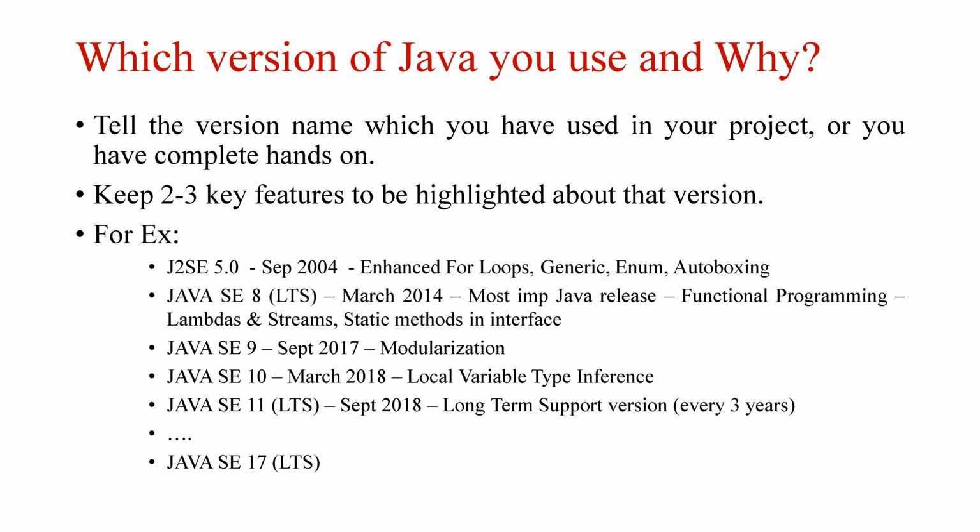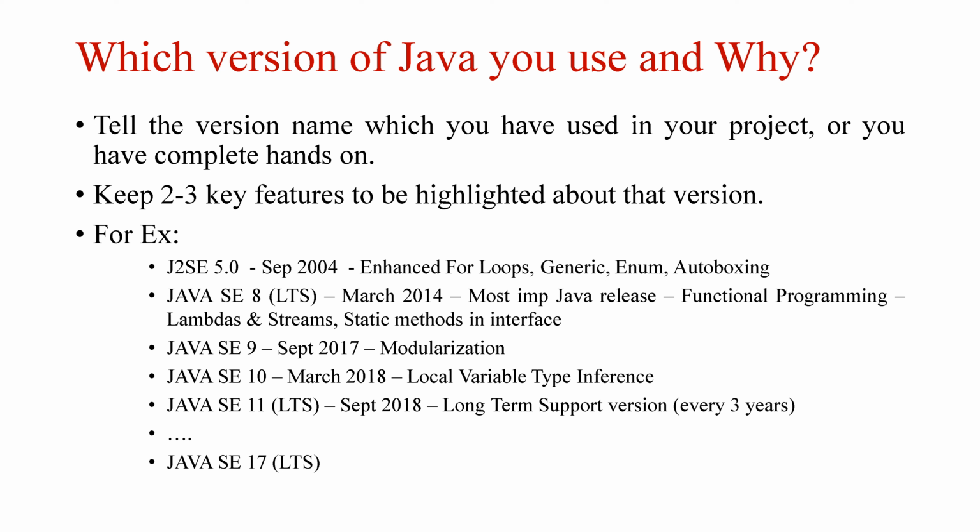So the very first important question as a Java developer you will be asked, whether you're a fresher or an experienced person, is which version of Java you use. Tell them the version which you are currently using or you have used in your project and you are very confident about it, because the very next question they might ask you is why you are using that version of Java. So keep 2 to 3 key features ready which you can highlight about the version you're using. For example, I've mentioned a few here for J2SE 5: enhanced for loops, generics, enum, autoboxing, etc.